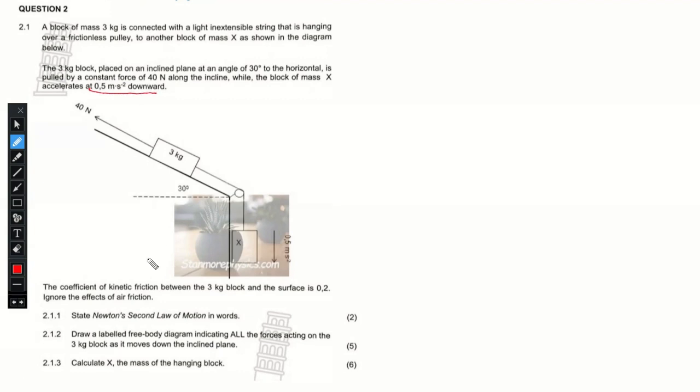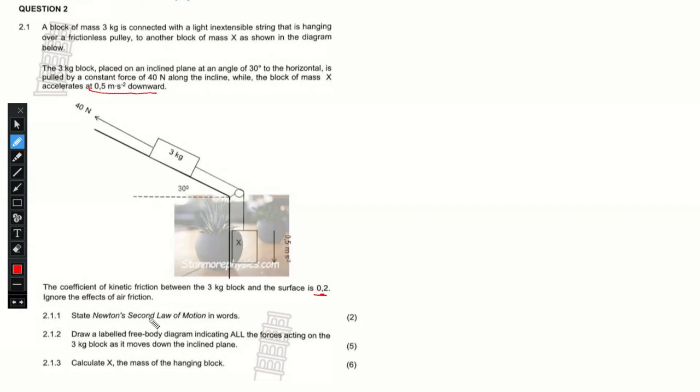So let's note that. Now below the diagram, we are given that the coefficient of kinetic friction between the 3 kg block and the surface is 0.2, right? So every time we are given the coefficient of kinetic friction, we always have to note that we have to calculate the kinetic friction, because remember, we are only given the coefficient. So we need to calculate the kinetic friction by saying Fk is equal to mu k multiplied by the normal force.